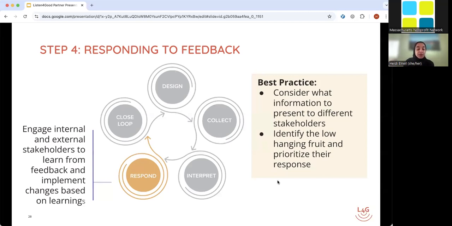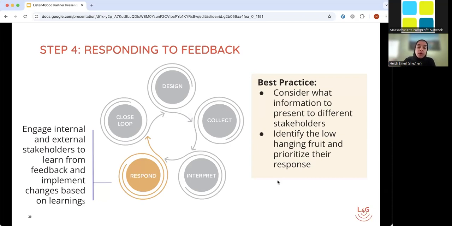So when we're thinking about how do we respond to feedback, one thing to really think about is how do we present this data to different stakeholders? Because we might want to present data that we're sharing to program staff differently than we're sharing it to the board, for example, right? So it's really what feels relevant to these different groups, and how do we present this data in a way that feels sticky for them? We also really want to think about how do we prioritize those things that feel like low-hanging fruit, the things that we can do right away? The simple things, but that allow us to get started on responding to that feedback.